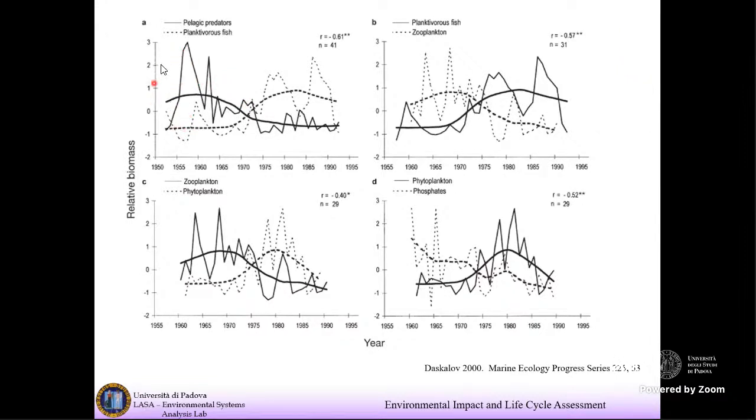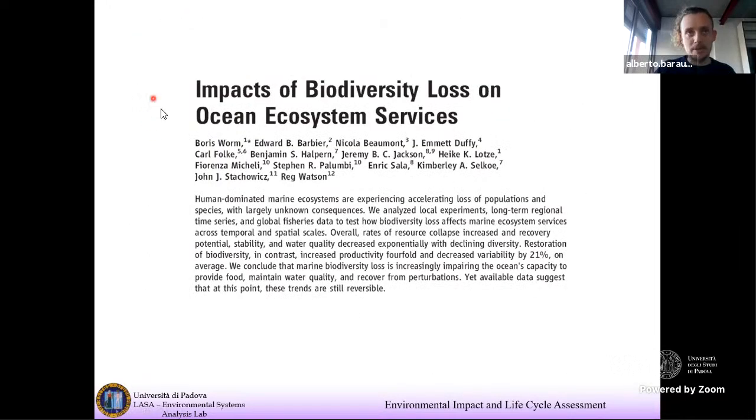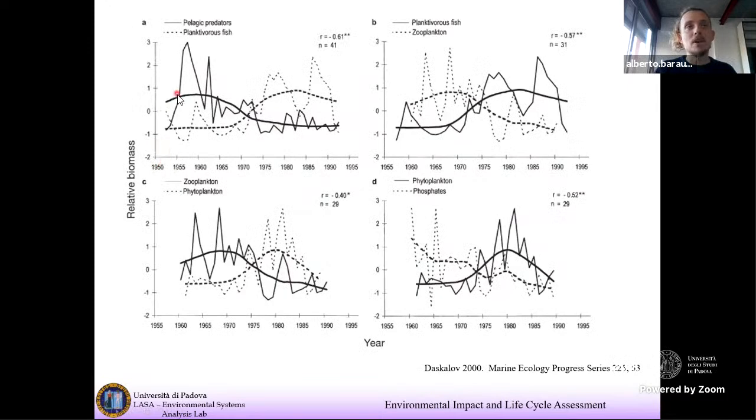Yes. Thank you. So in this plot up here, you see records over time of the abundance of pelagic predators. The continuous line is the trend over time of pelagic predators in the Black Sea. By pelagic predators, I mean big animals eating fish, such as dolphins, but not just dolphins, okay?